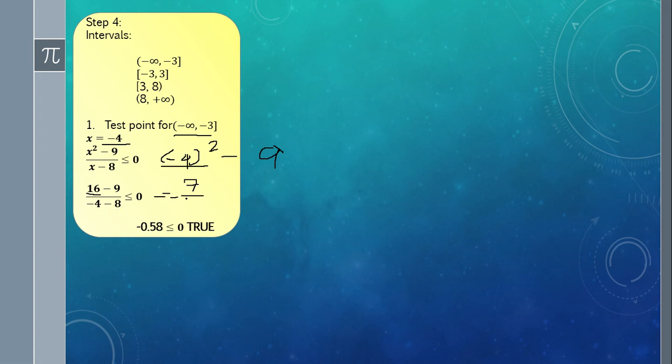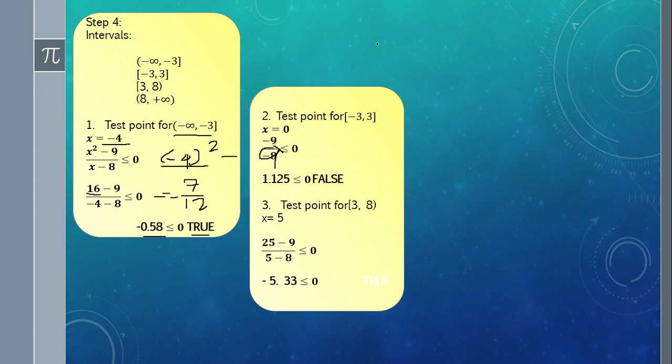So you write here negative 12. And if you write that value in our calculator, 7 over negative 12 is equal to negative 0.58333, and so on. As we round it off, that's negative 0.58. And then the answer there is true because a negative value is less than 0. So that is true.